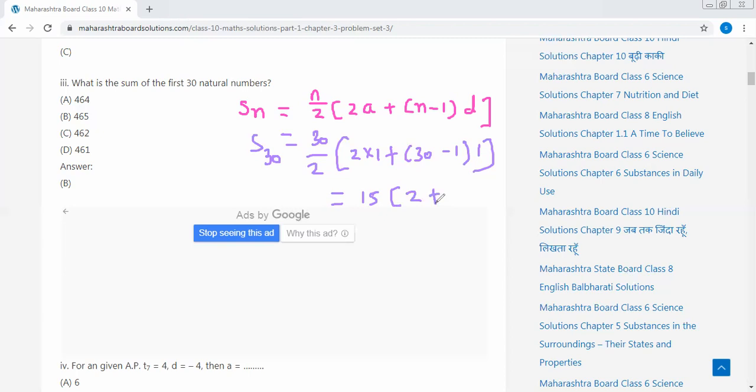Minus 1, 29, 2 plus 29 is 31, so 15 into 31. 15 into 31 is 465. Therefore, our answer is 465. Option B. Next question.